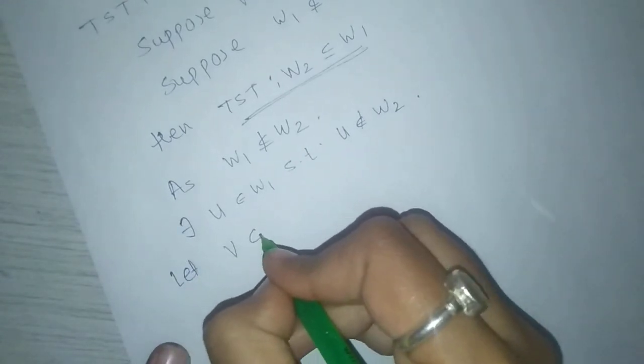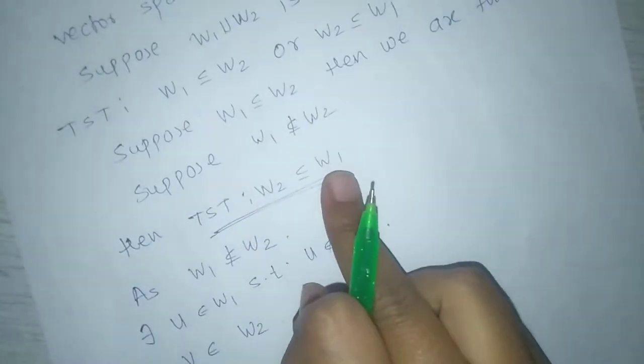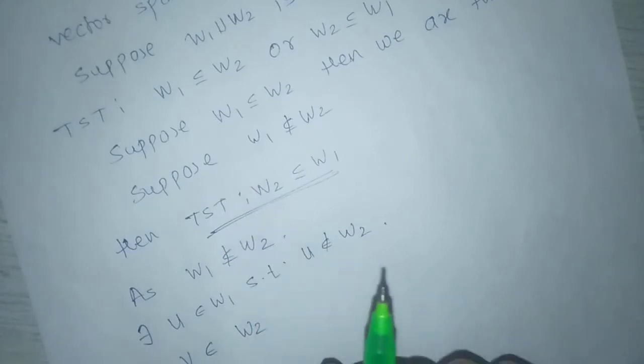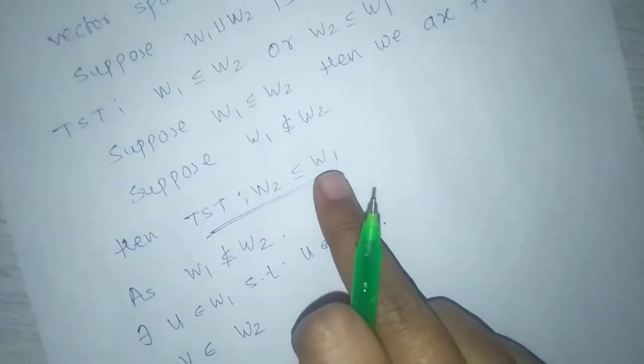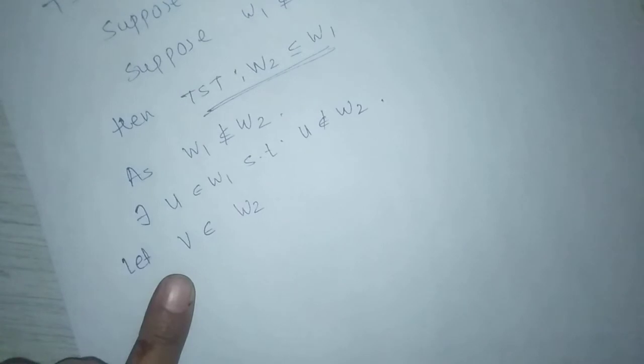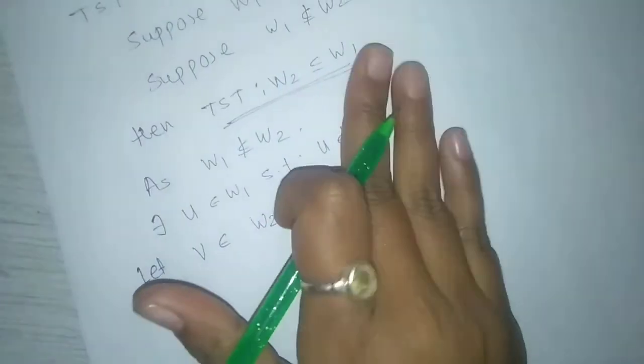Let V belong to W2, because to show that W2 is a subset of W1, we take an arbitrary element of W2 and then show that the element is going in W1. First take one element from W2, V belongs to W2. Now we have to show that V belongs to W1. This is our job.